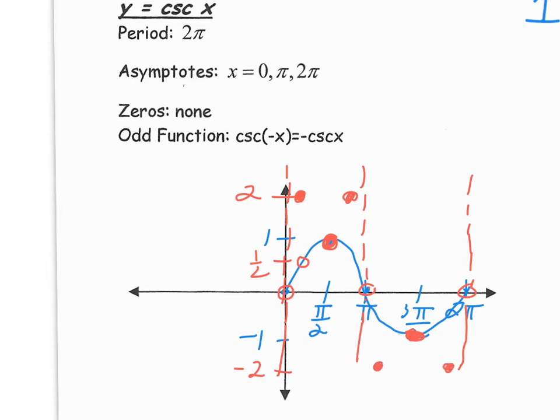So see all these big red dots? I'm trying to make them kind of bigger. Those are your cosecant points. And if you look at it, they're bound by the vertical asymptotes. So you have this kind of U shape here and an upside down U down here. So there's your cosecant curve. And the period is 2 pi, just like sine. All right? It doesn't have zeros this time, it has asymptotes at 0, pi, and 2 pi. There are no zeros, and it's still odd like sine is.